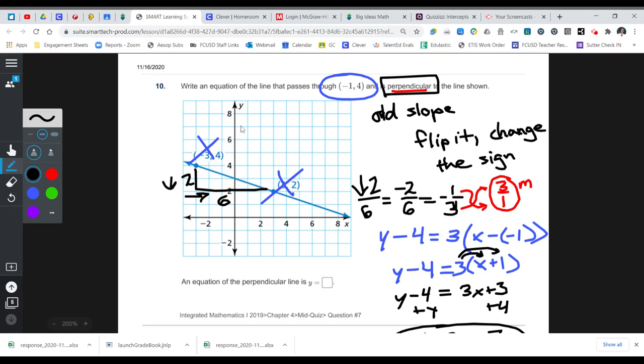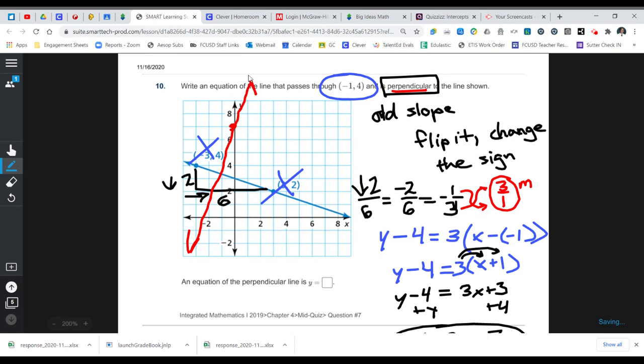If I were to graph this, the coordinate pair would be here. 7 is the b in mx plus b, and it's going down like this and up this direction. And what we see here is it forms a right angle with the original line. That's 90 degrees, a perfect corner pair. So this line is perfectly perpendicular to the original.